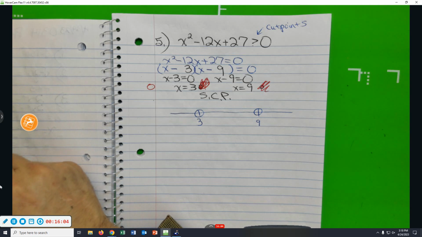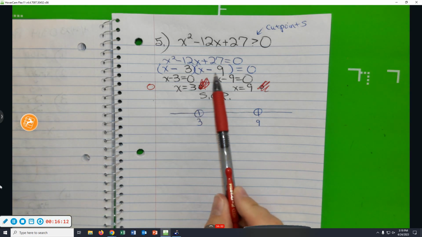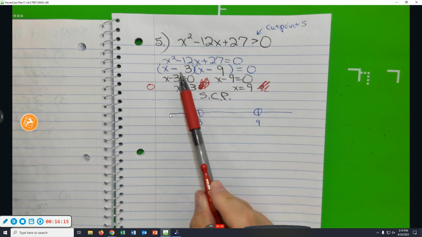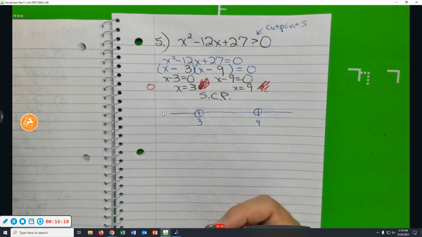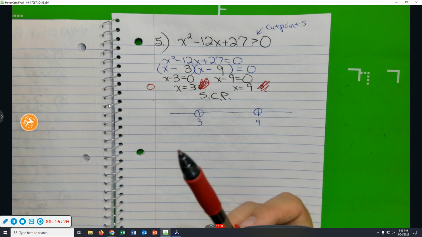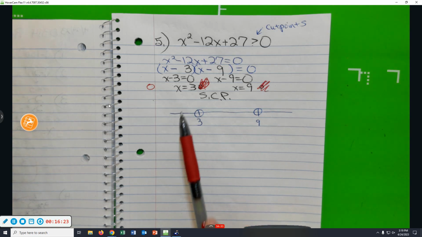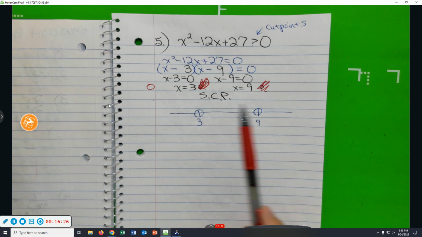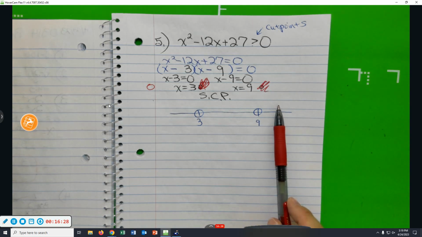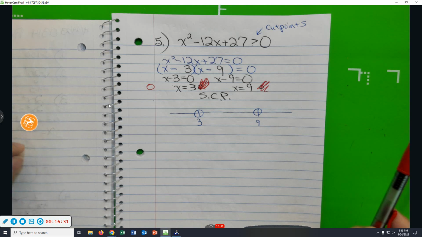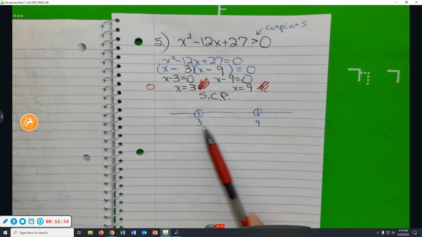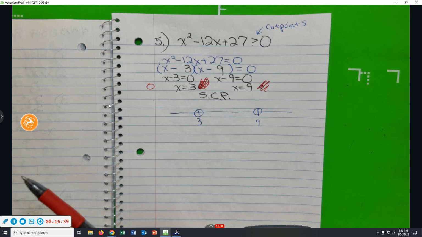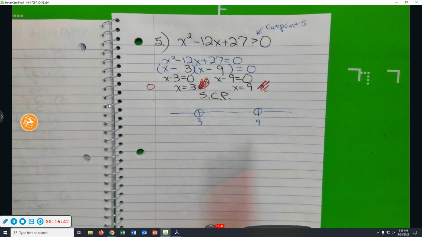Remember, we had a method of looking to decide if we needed to test every interval, or when we look here, we didn't get repeated factors. We have different stuff inside the parentheses, so I'm 100% certain it's going to alternate. It's either going to be false, true, false, or true, false, true. So we only have to test one interval. 0 is my favorite number to test, as long as it's not a cut point, and it isn't. Which interval contains 0? Interval 1, 2, or 3?